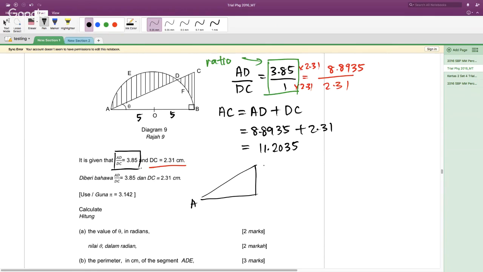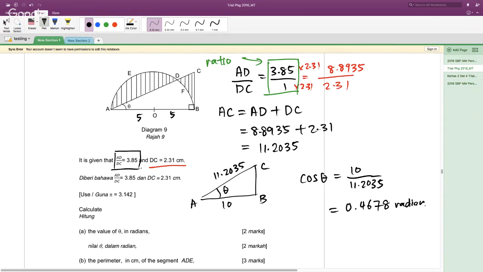Since I have the length of AC, 11.2035, and I have the length of AB, which is 5, I can find the angle easily by using cos. Cos of the angle is adjacent over hypotenuse. Of course, the question asks about radians, so I change my calculator into radian mode first. Then I do shift cos of 5 over 11.2035, and I get my radian, which should be 0.4678.